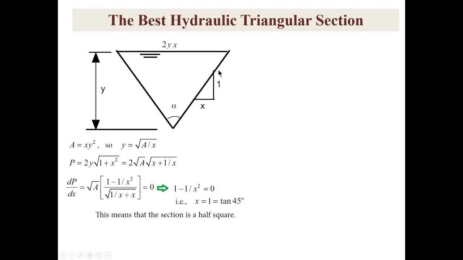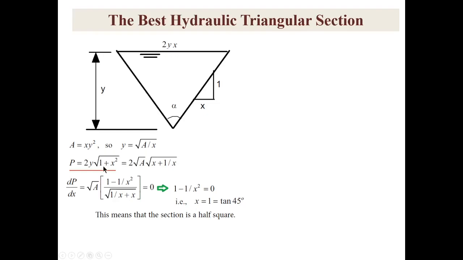How about the wetted perimeter? The wetted perimeter is the length of these two sides. Using the Pythagorean theorem, we can calculate the length of each side. Therefore, if the height is y and the base is yx, the hypotenuse would be the square root of y squared plus yx squared. Or you can say this side equals y times the square root of 1 plus x squared. We have two sides, therefore we multiply one side by 2, which gives us the wetted perimeter as you see here.